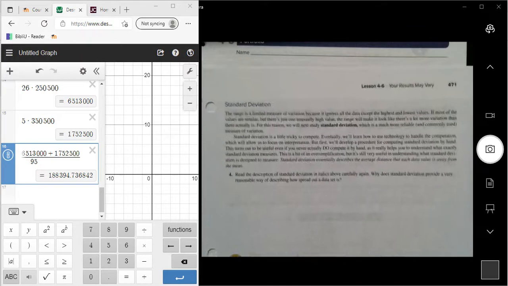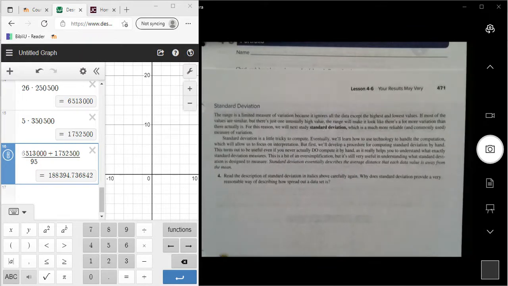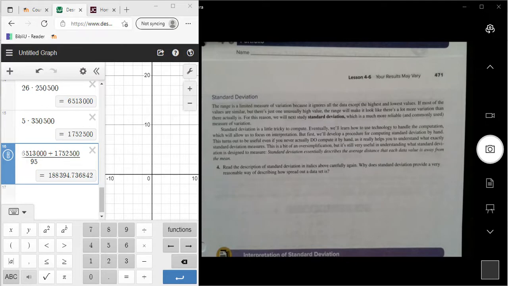On page 471, it says standard deviation. The range is a limited measure of variation because it ignores all the data except the highest and lowest values. And if most of the values are similar, but there's just one unusually high value, the range will make it look like there's a lot more variation than there actually is. For this reason, we will next study standard deviation, which is a much more reliable and commonly used measure of variation. Standard deviation is a little tricky to compute.